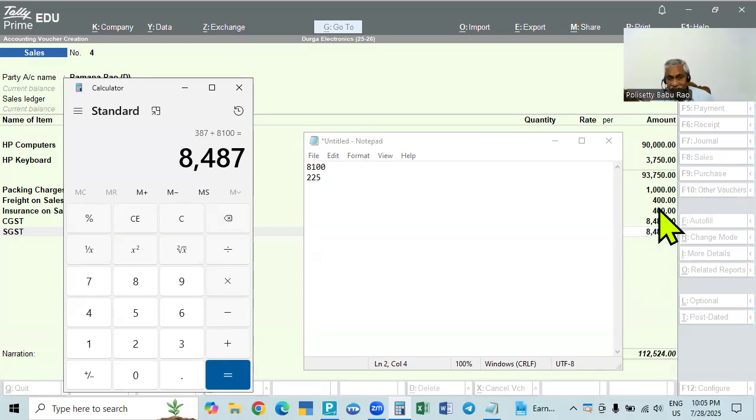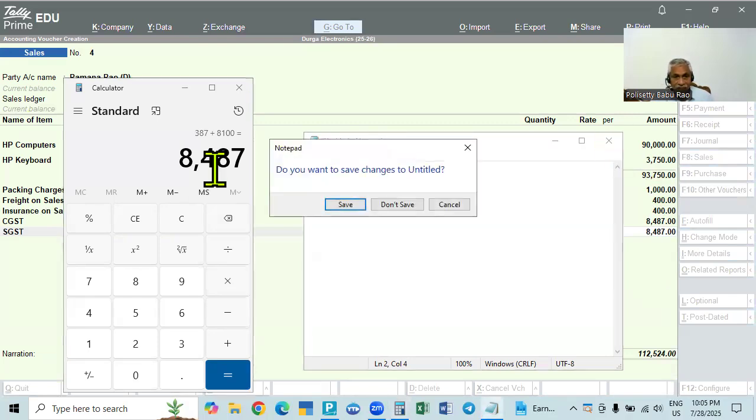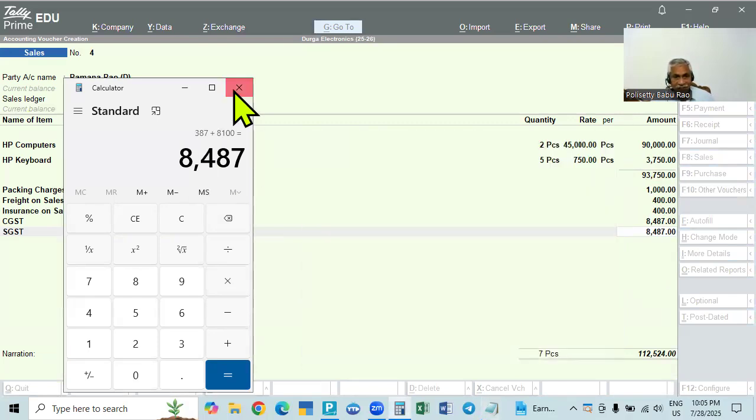Both are calculated at the normal rate. So 9% CGST and 9% SGST. Here it is calculated as 6% CGST, and this is calculated at 9% CGST, as per their respective rates. Then the total amount is this one. Okay, this is what we did.